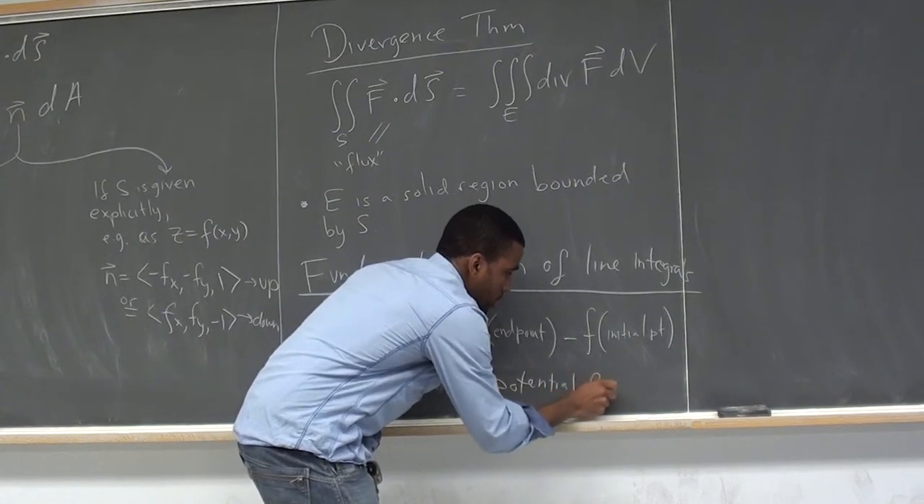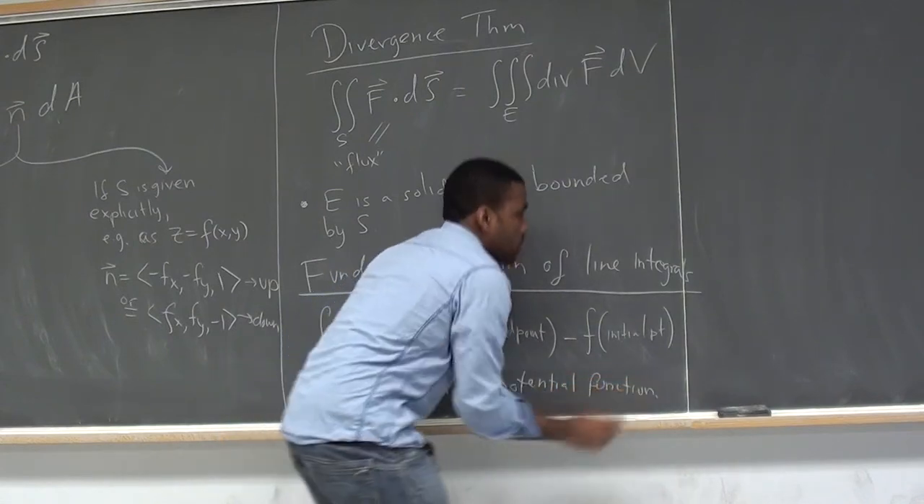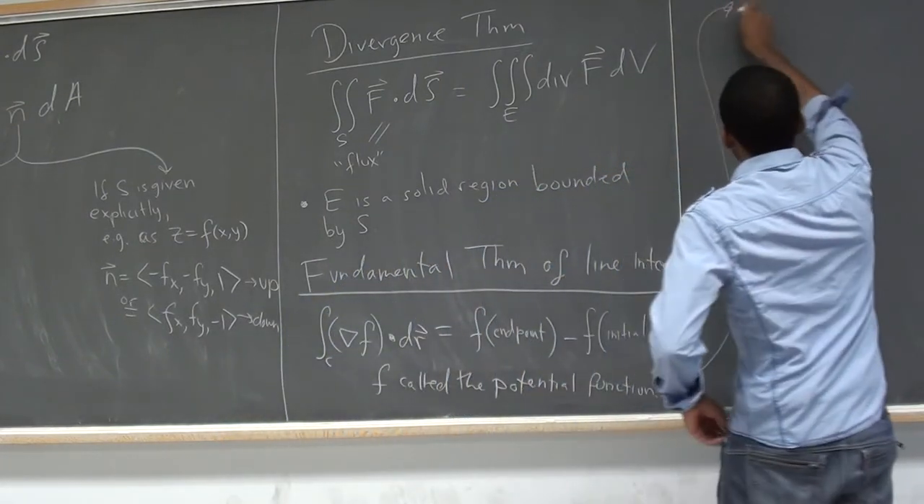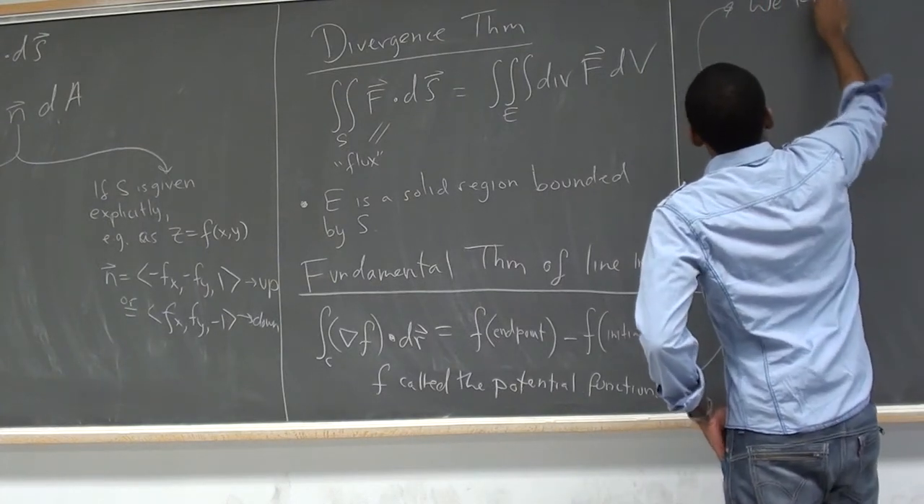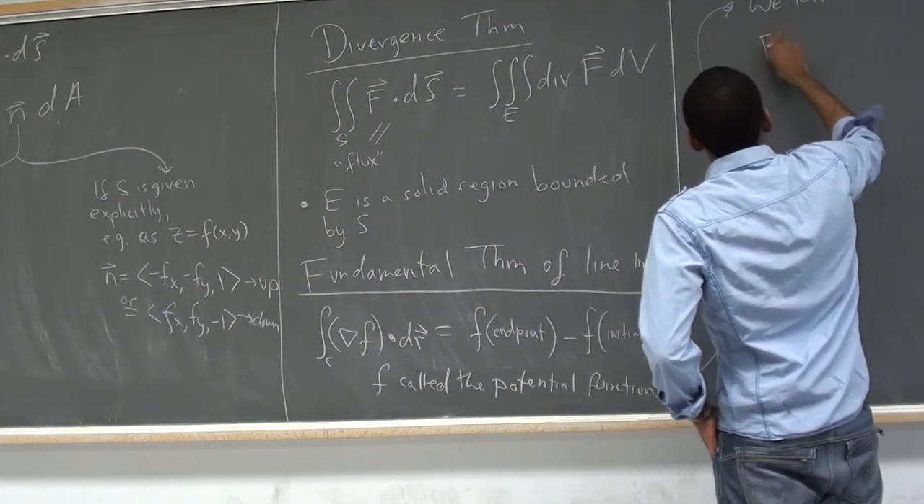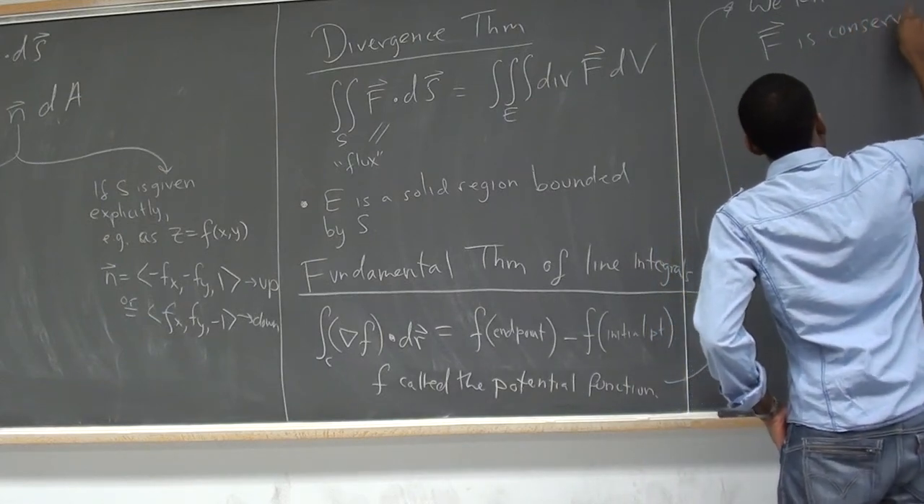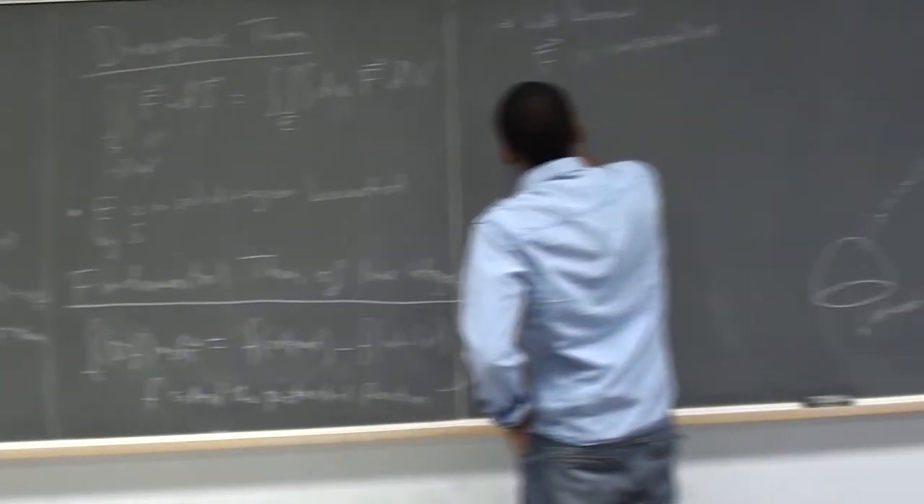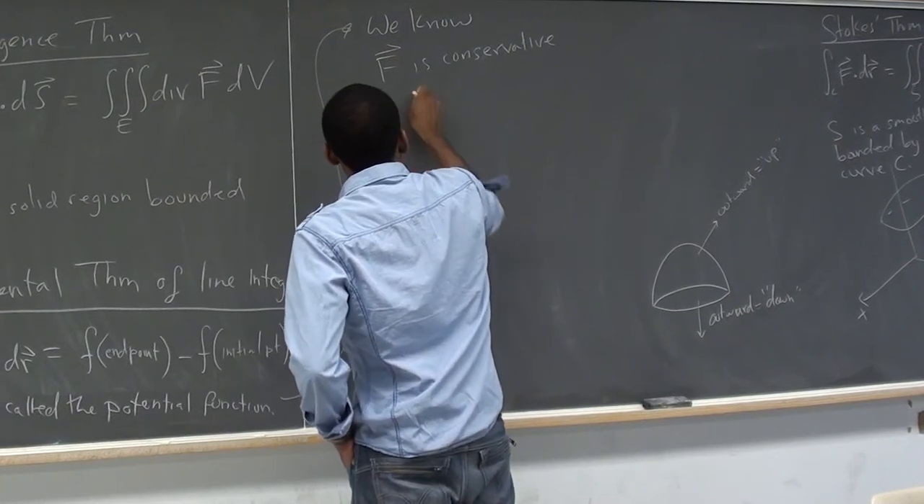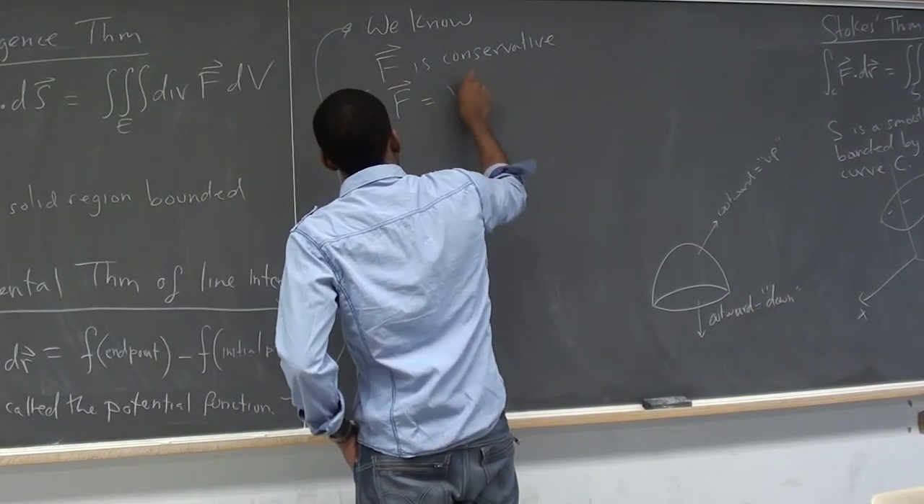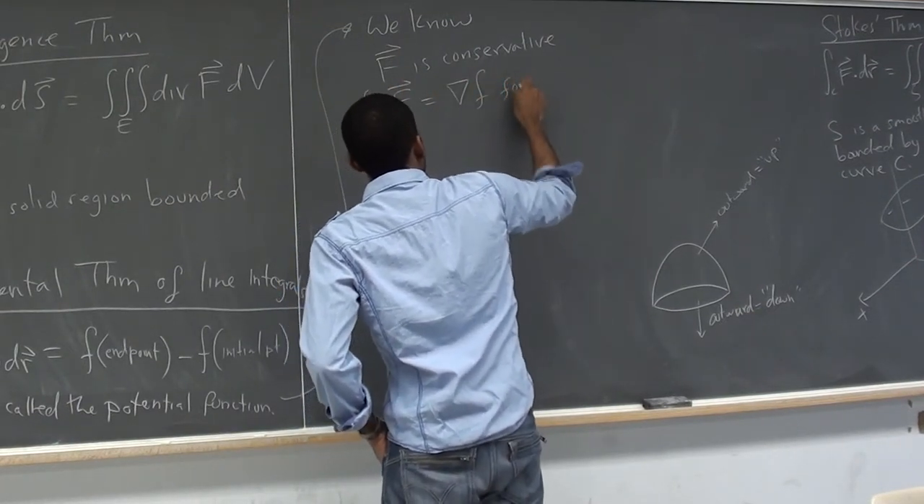And we know F is conservative if F is equal to the gradient of some scalar function.